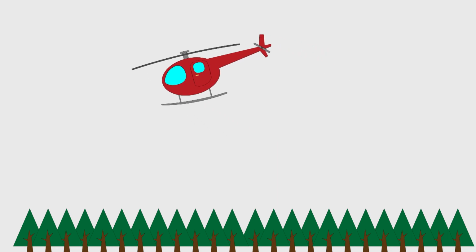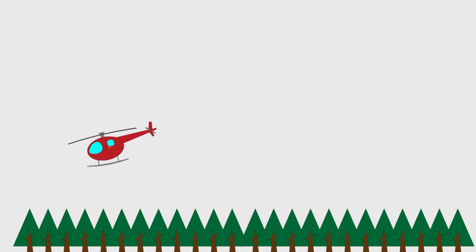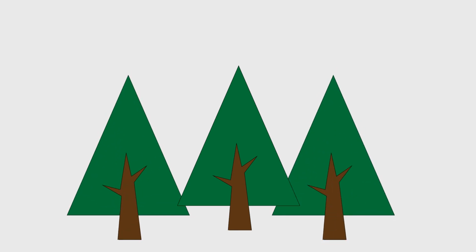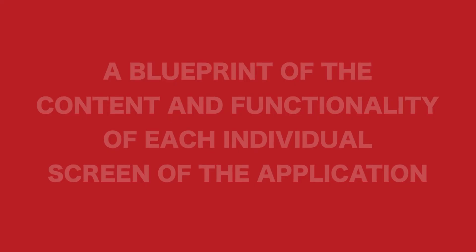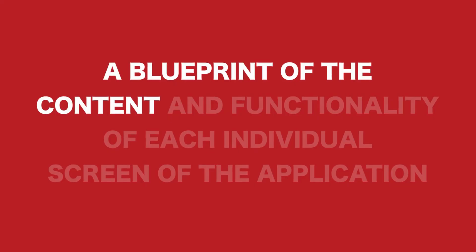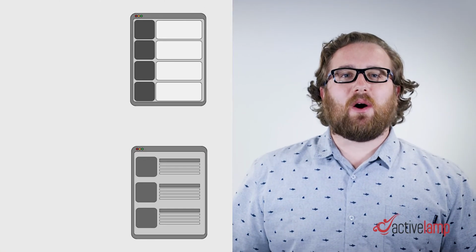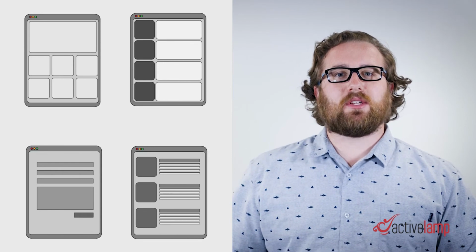Think of it as looking at a forest from a helicopter 40,000 feet up. Once you have your aerial view, we zoom in and look at each individual tree. Each of these trees represents a wireframe. A wireframe is a blueprint of the content and functionality of each individual screen of the application. We will create a wireframe for each unique page type in order to identify the core content that needs to be on a given page to meet the desired goals.